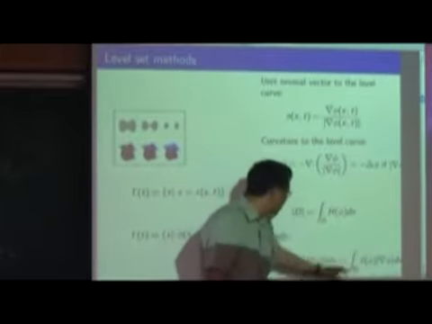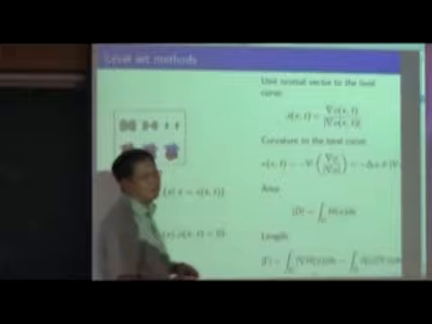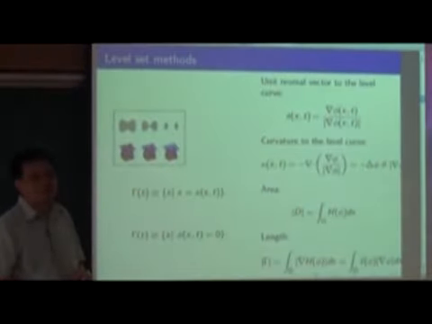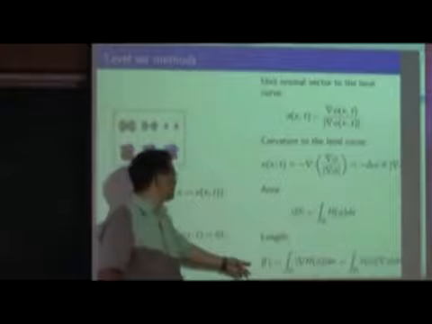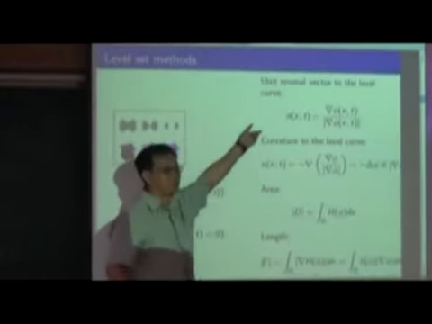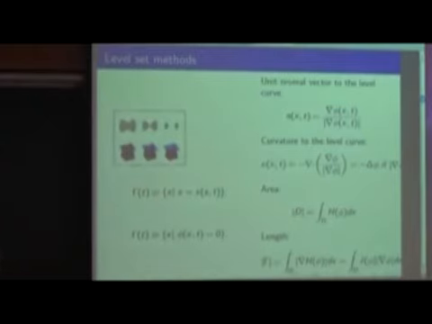Another way, you can write it like a delta of phi. This is very informal. So you see that if you know the level set function, you can get all those geometrical quantities: the area, the length, the curvature, the normals, and you have everything. You can express everything by the level set function.